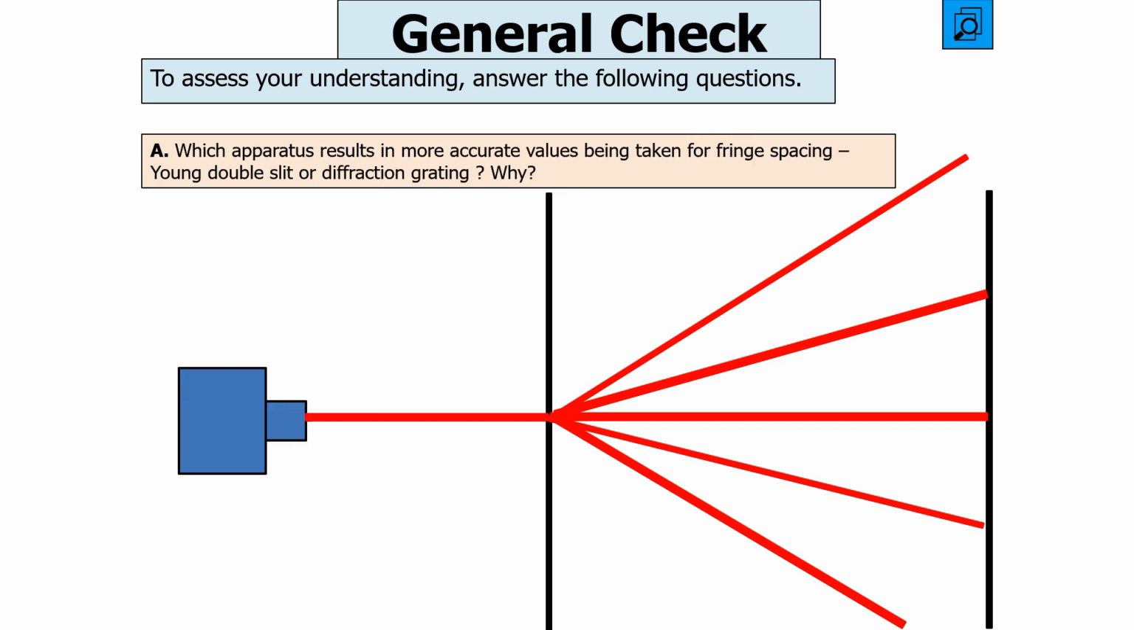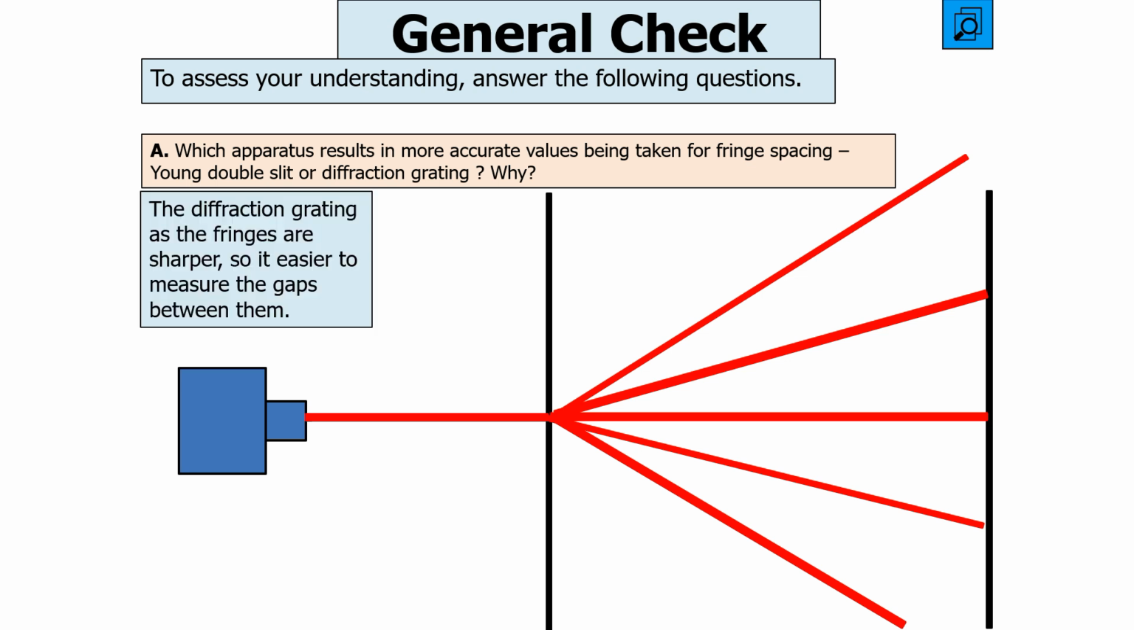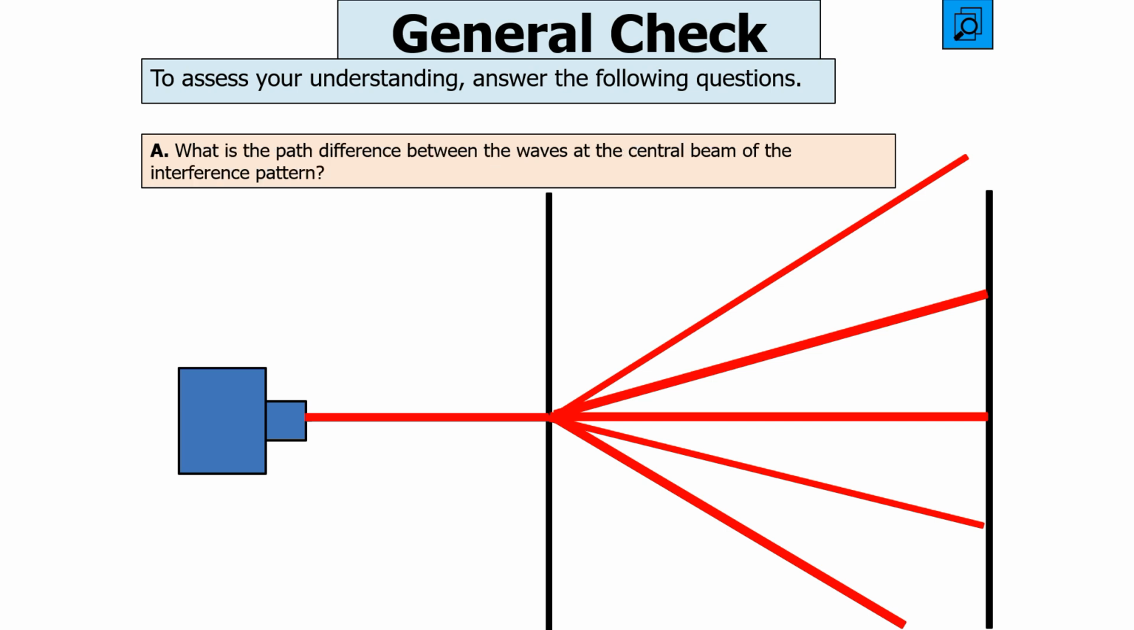Which apparatus results in more accurate values being taken for fringe spacing, the Young's double slit or the diffraction grating, and why? Pause the video now, then unpause the video when you want to go through your answer. Well, the diffraction grating, as the fringes are sharper, so it's easier to measure the gaps between them with a greater accuracy.